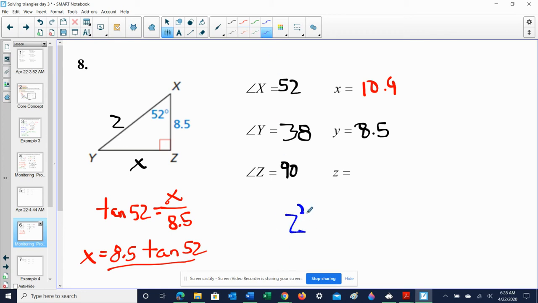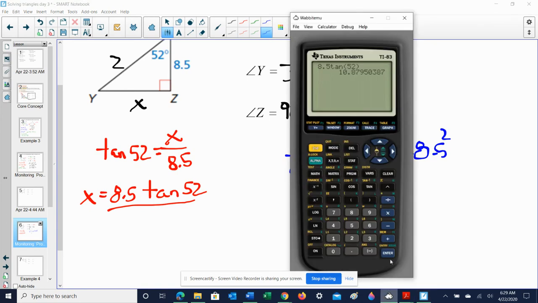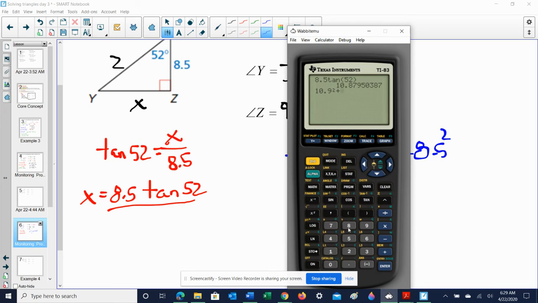Z squared is equal to 10.9 squared plus 8.5 squared, which equals, let's go to the calculator, 10.9 squared button, plus, what am I adding together? 8.5 squared. Enter.